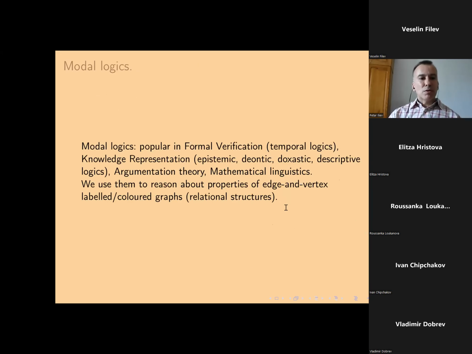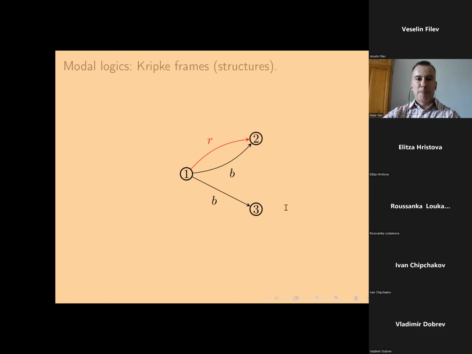And we're going to concentrate in this talk on modal logics. Now, modal logics are popular in formal verification, especially temporal logics, and knowledge representation, where we are talking about epistemic, deontic, stochastic, description logics. Then we have argumentation theory. Then we have mathematical linguistics. And bluntly speaking, we use modal logics to talk about and reason about properties of edge and vertex colored graphs, which are usually called relational structures.